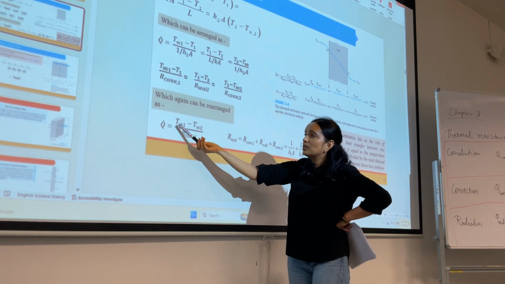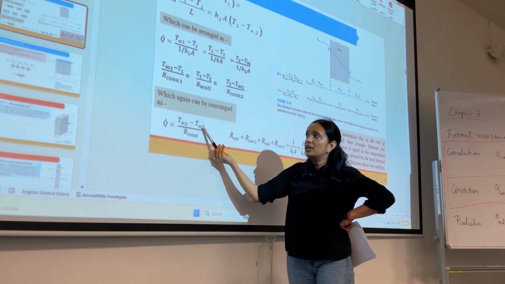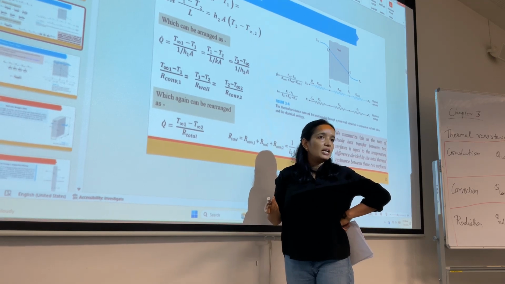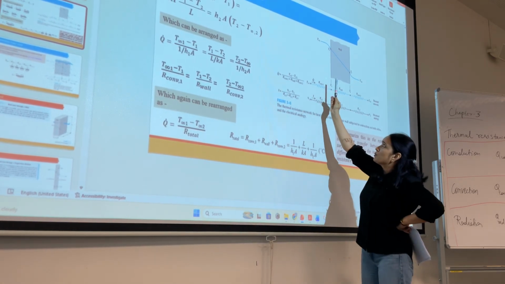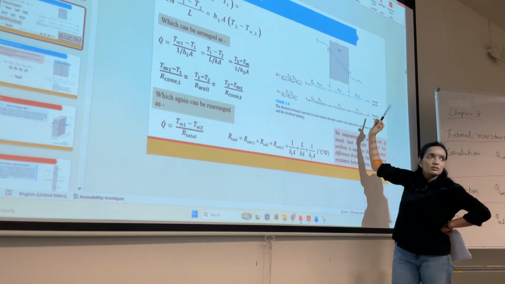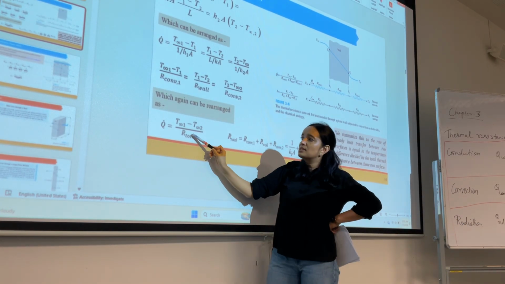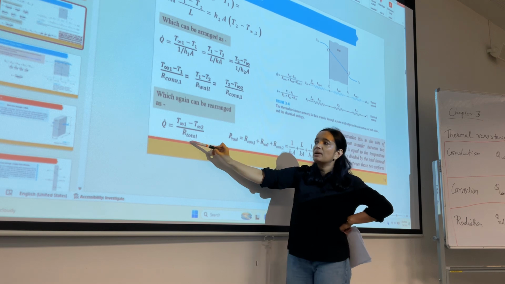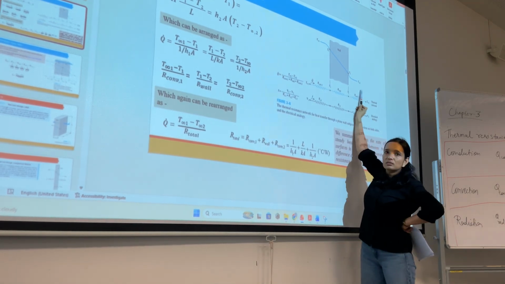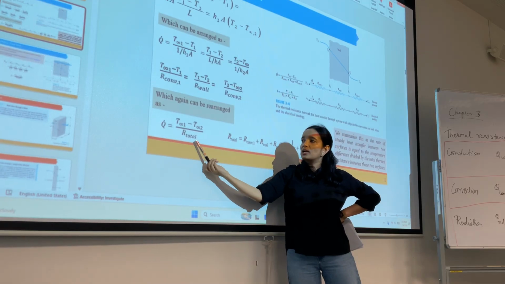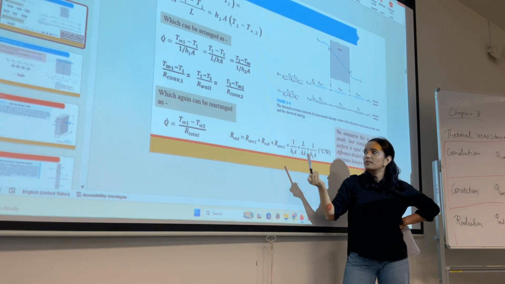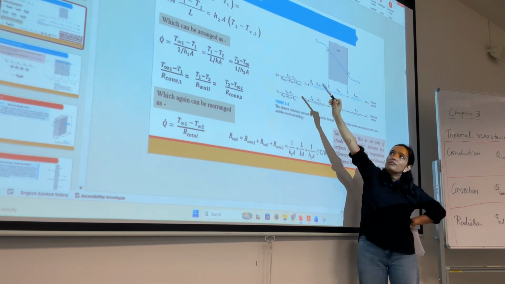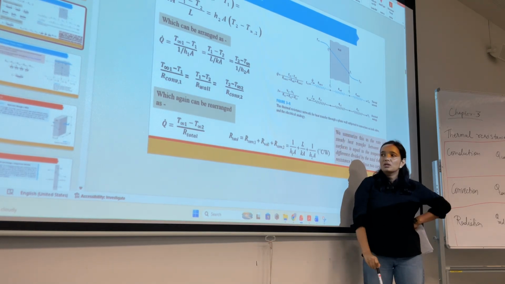If you want, you can also write it like this: T infinity 1 minus T infinity 2 divided by R total. If I am asking you to calculate heat transfer from this side, let's suppose this is a room and this is the outside atmosphere, I can replace it by the temperature difference over R total. Here I am calculating heat transfer from here to here, so there will be R total, and R total is convection, conduction, convection. You have to remember these values, and you get them from the uppermost equations.